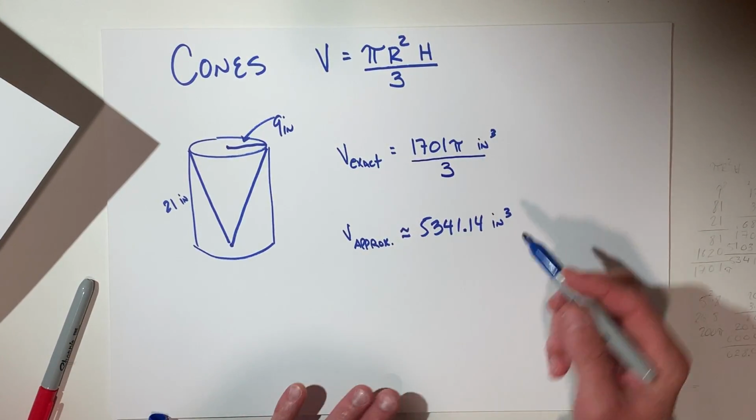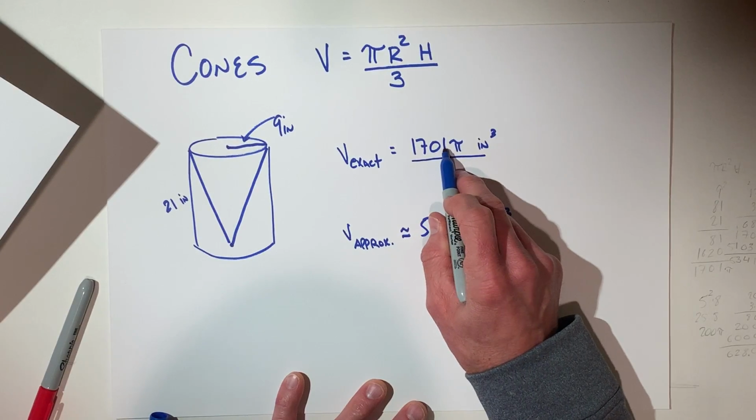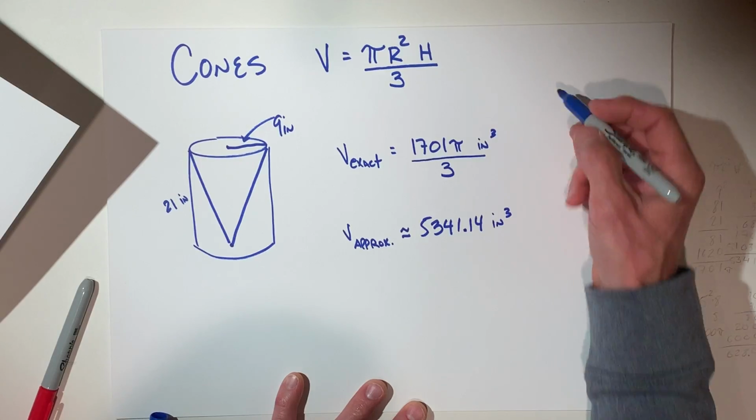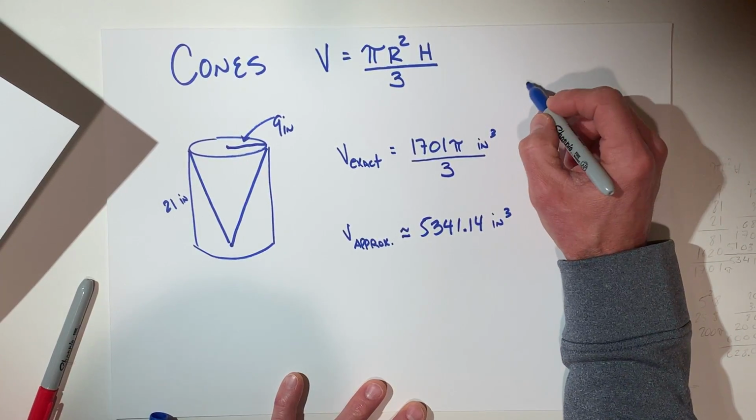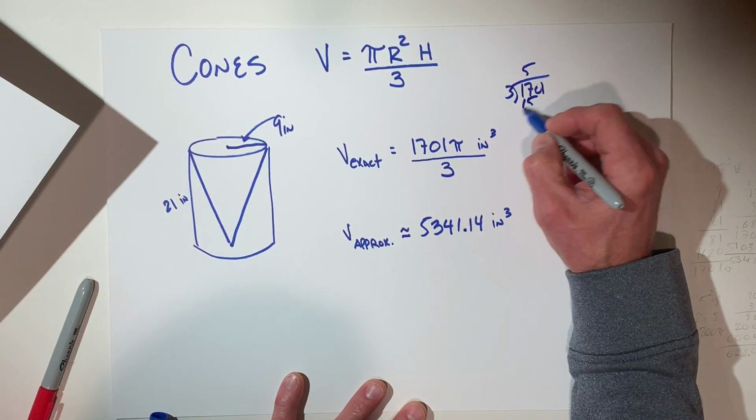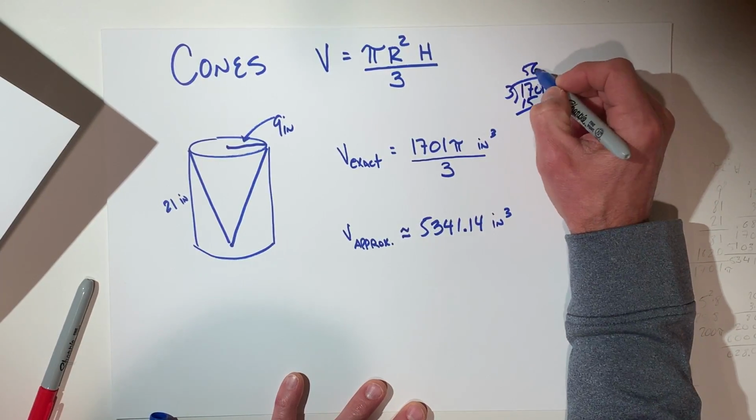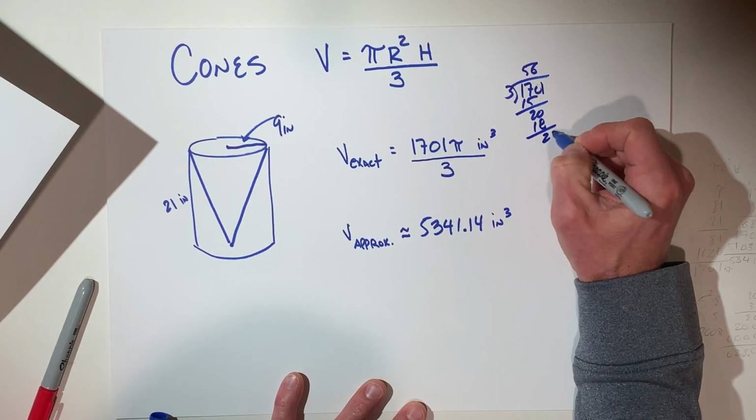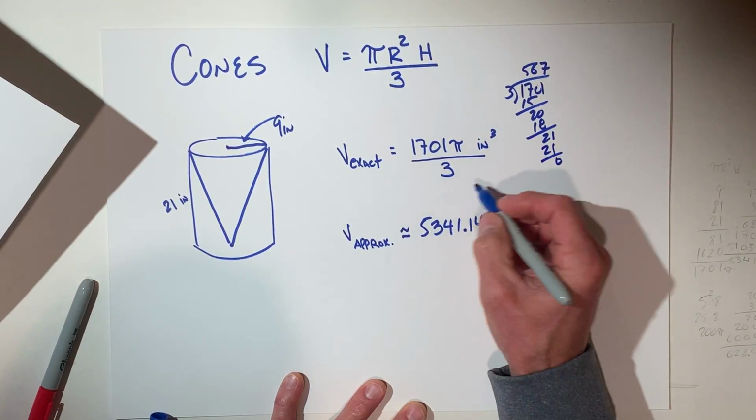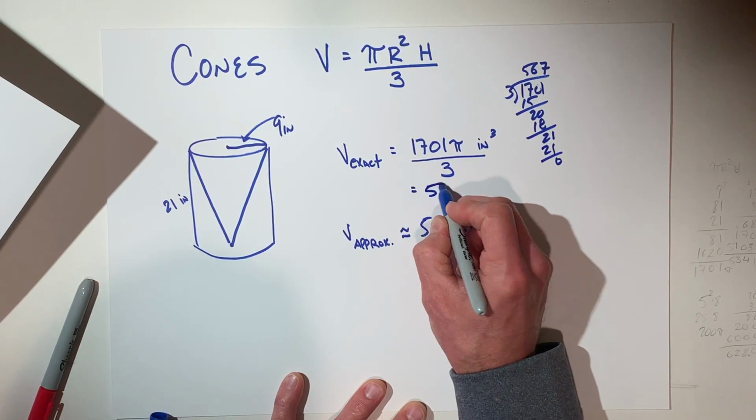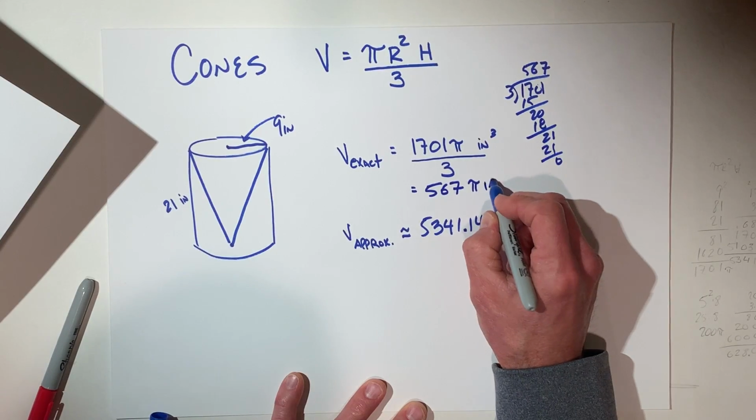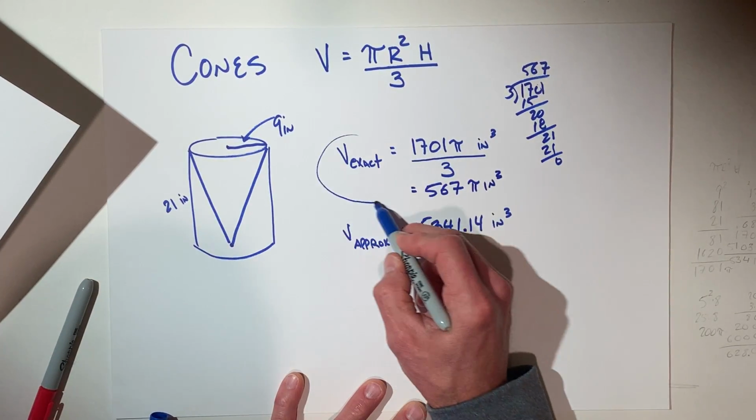And when I'm doing the divided by 3 part, I would do 1701 divided by 3. And gosh, I don't know what 1701 divided by 3 is. I should have had this done. 17 divided by 3 is 5, with a remainder of 2, then 21 divided by 3 is 7. So we get 567. So we get 567 pi inches cubed. And that's it.